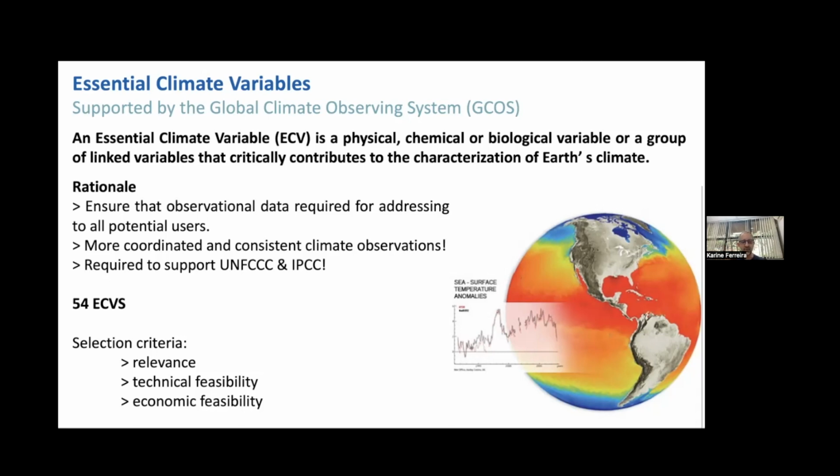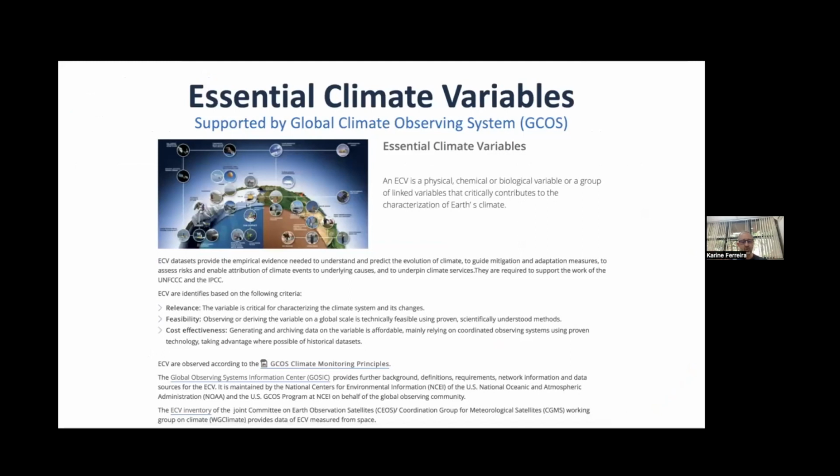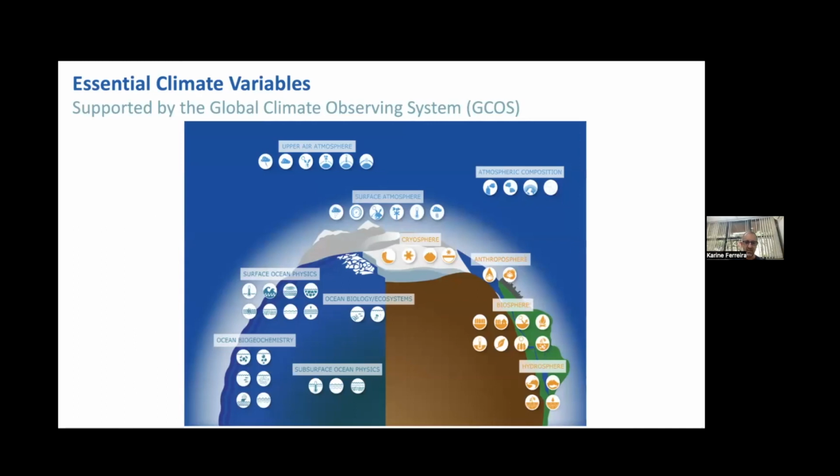So currently we have 54 ECVs, and they are selected based on their relevance, their technical feasibility, and also their economic feasibility. If you go on the GCOS portal, you have a full definition and explanation of the concept. You even have a matrix that shows you the different ECVs and where you can get the data. So there is a full inventory of these ECVs, and you see that they are really characterizing the different subsystems related to climate. So that's an important point. These 54 ECVs are describing all these aspects together.